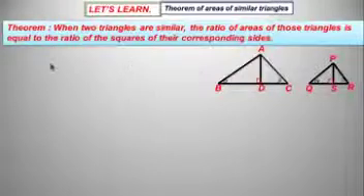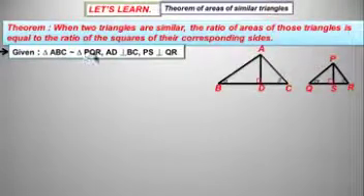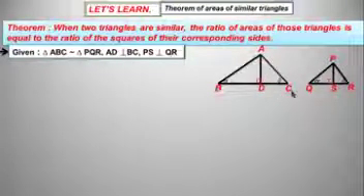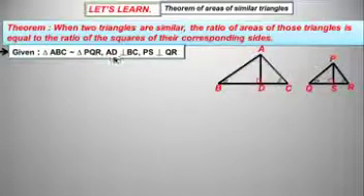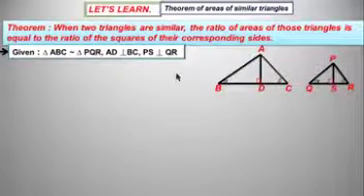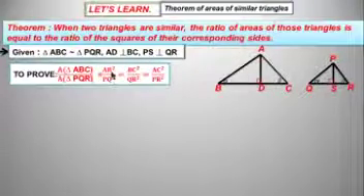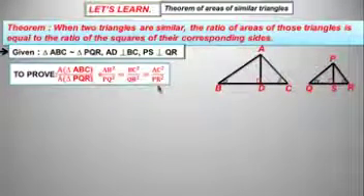What is given to us? Given: triangle ABC is similar to triangle PQR, AD is perpendicular to BC, and PS is perpendicular to QR. To prove: area of triangle ABC divided by area of triangle PQR is equal to AB square divided by PQ square, is equal to BC square divided by QR square, is equal to AC square divided by PR square.